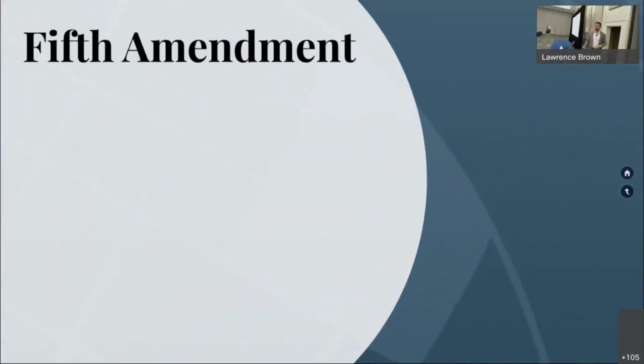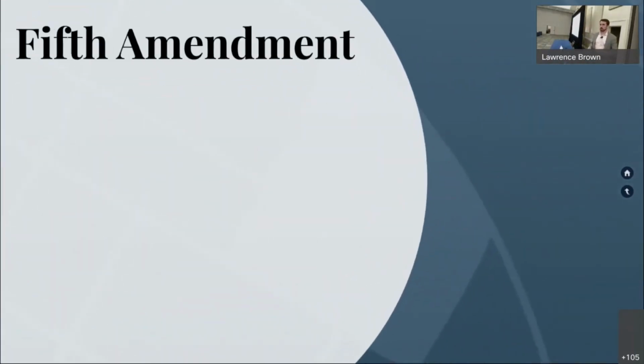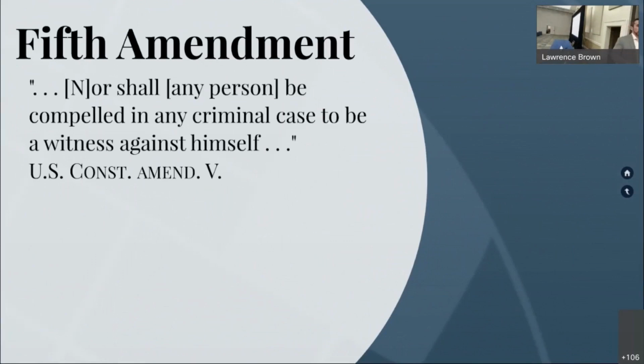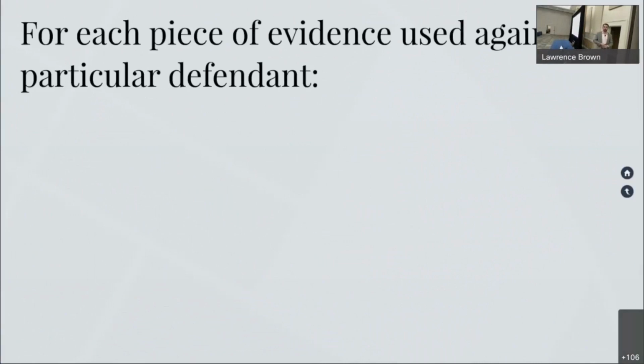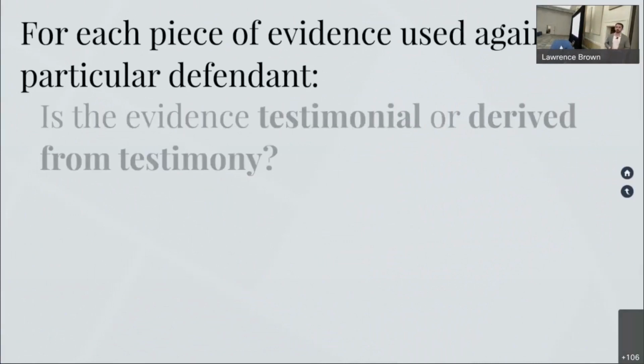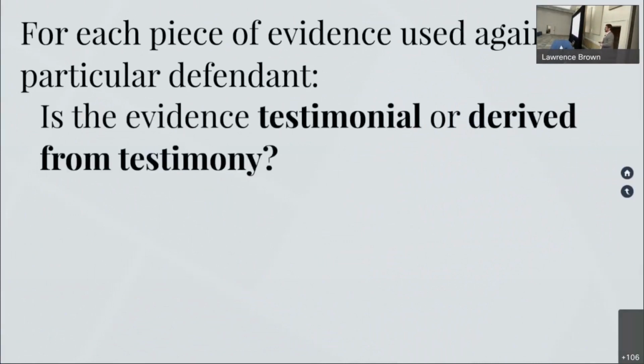We're going to do the same thing with Fifth Amendment, mostly because I'm just really proud of being able to put together a flow chart, and I'm showing off here. So here's the relevant language of the Fifth Amendment. I'm focusing on the self-incrimination clause, of course, which comes up during police interrogations. And here's the relevant question. Again, we look at each piece of evidence used against a particular defendant, and we ask whether that piece of evidence is itself testimonial, or, and this is a part that sometimes gets missed, is it derived from testimony?